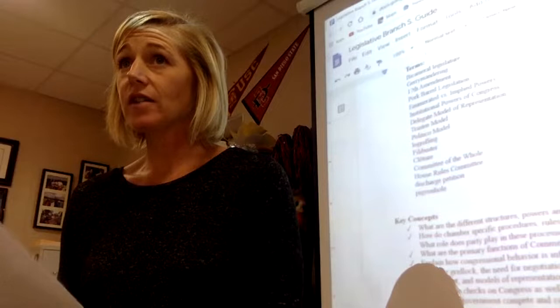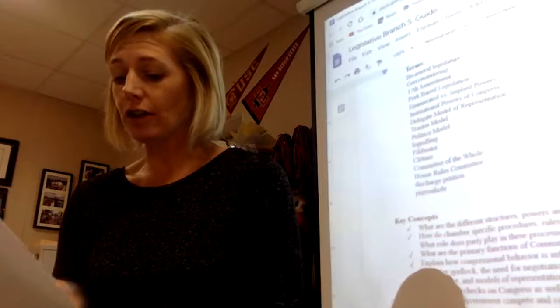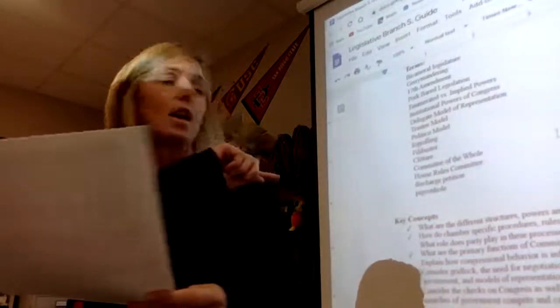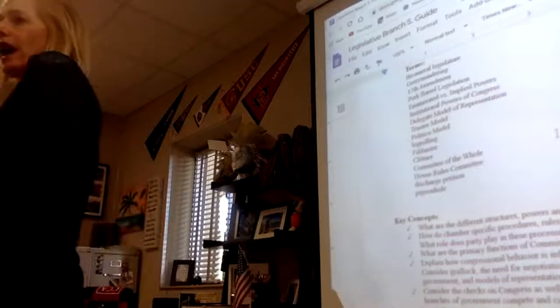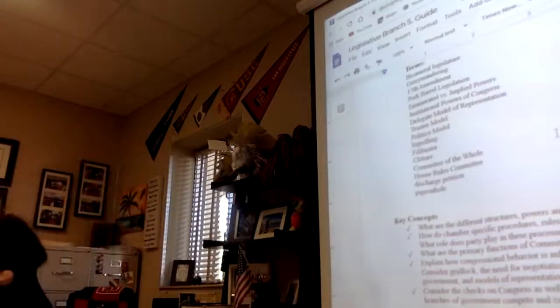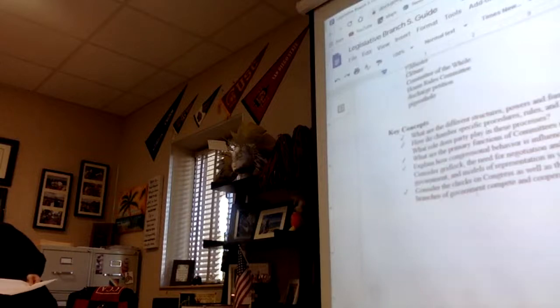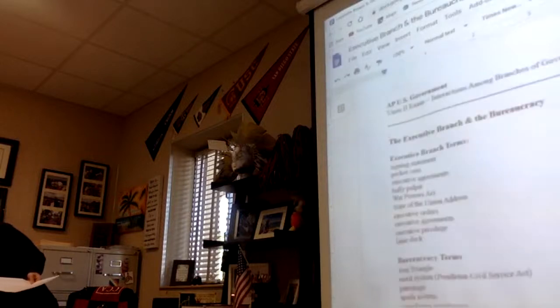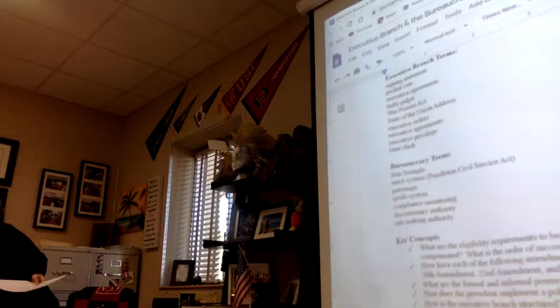I'm not going to go over this because I feel like you guys are good with this, but make sure you look at this last one, which says checks. How do they check each other? I would go back and study that chart that you did in Unit 1 on the checks and balances that each branch has over the other. Okay. All right. Next up is the executive branch.